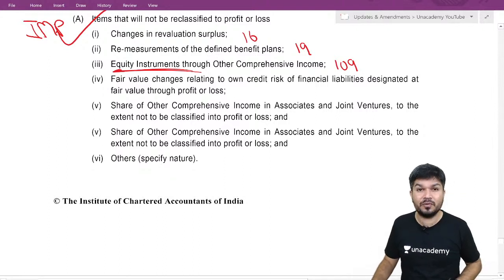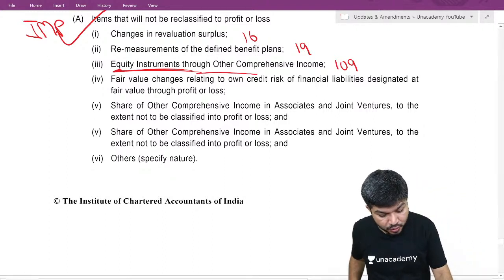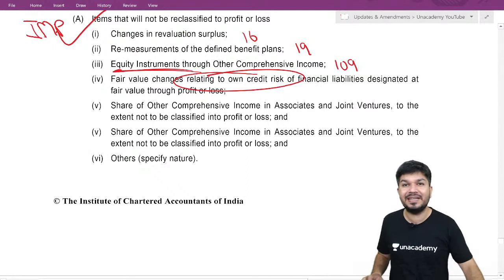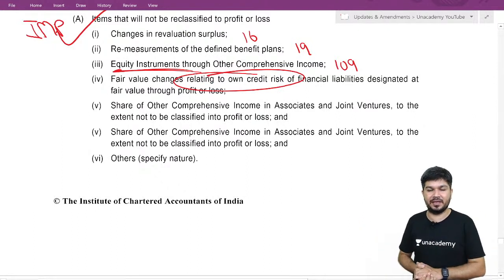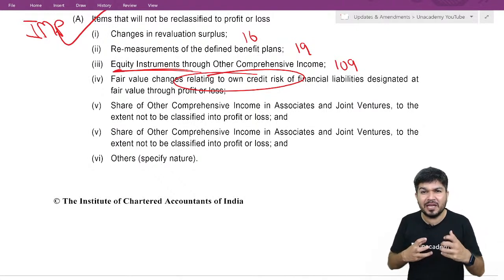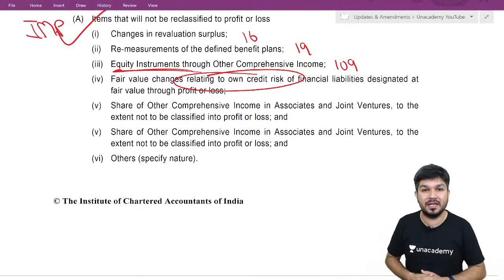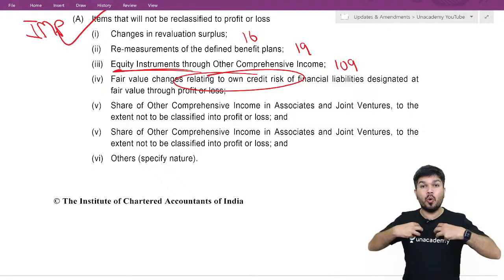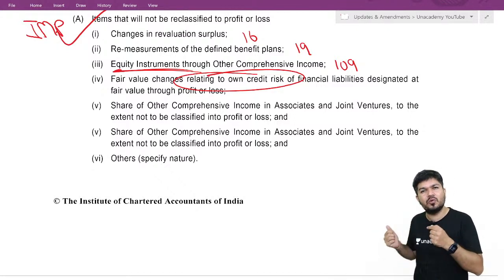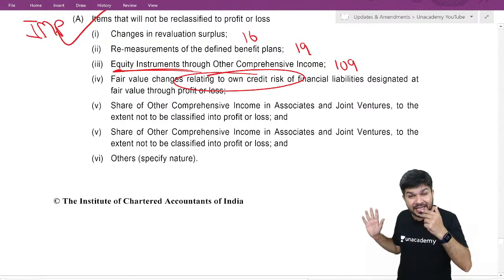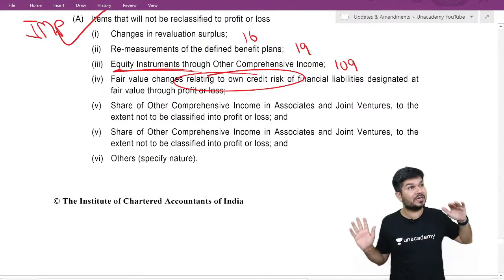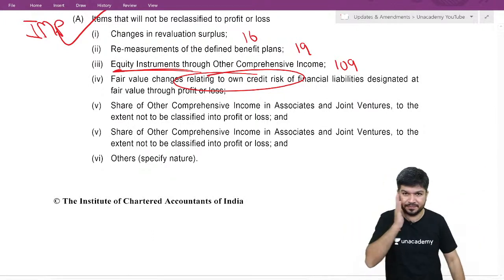Next, fair value change relating to own credit risk. Okay, there's a financial liability designated as FVTPNL. Uska fair value change normally goes in PNL. But if the fair value change is due to own credit risk, it will go in OCI and it will be an item not reclassified to PNL. Later on, when that's realized, that will go directly to retained earnings.